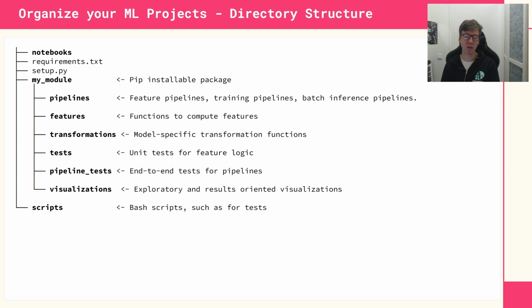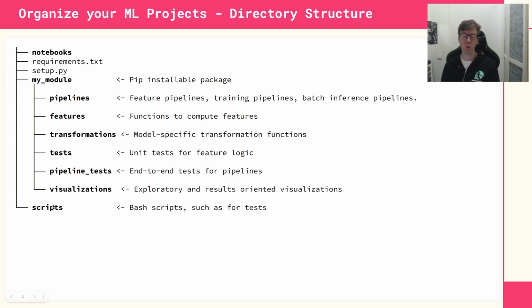You may be producing visualizations as part of your feature pipelines or training pipelines, and then you want to export those, for example, to your model registry or to your feature store, where they can then be used as part of the analysis of the program run. But of course, they may not be part of your production system, so you may move them to a top-level directory. And then finally, scripts.